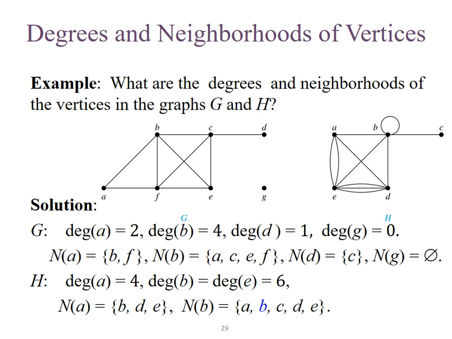And then we can consider the neighborhood of A. So if we have two edges connecting to A, then the endpoints are the neighborhood. Now the neighborhood of B in this multigraph: we know we have A, E, D, C, and by this loop, B is also a neighbor of the vertex B. So if we consider the neighborhood of B, we have A, B, C, D, E.